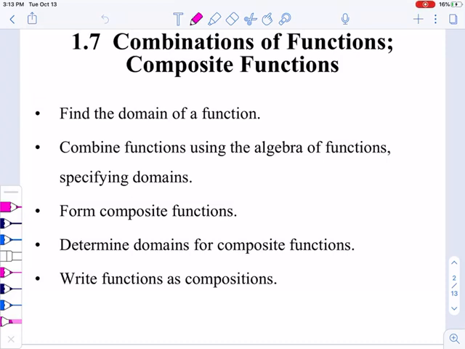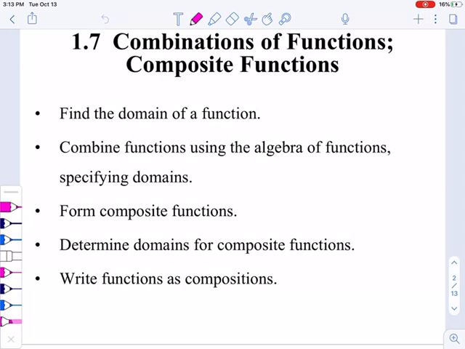Section 1.7, combinations of functions and composite functions. For today's video, we will focus on the first part, the combinations of functions, and in the next video, we'll look at the composite functions. So what we're looking at today is finding the domain of a function.